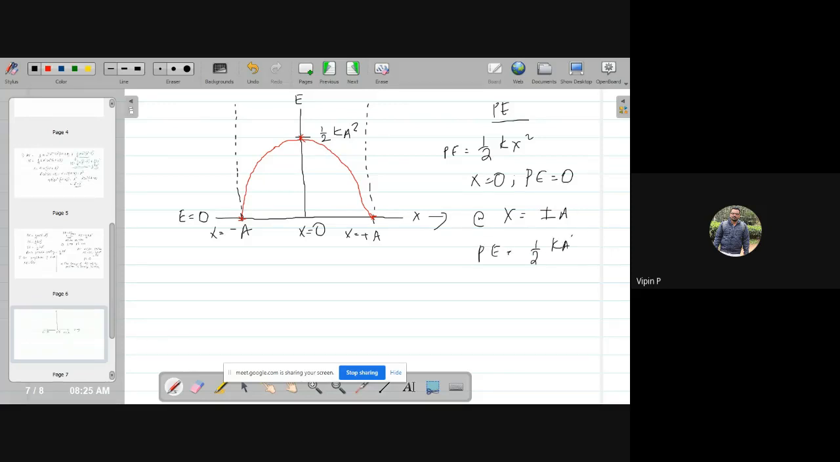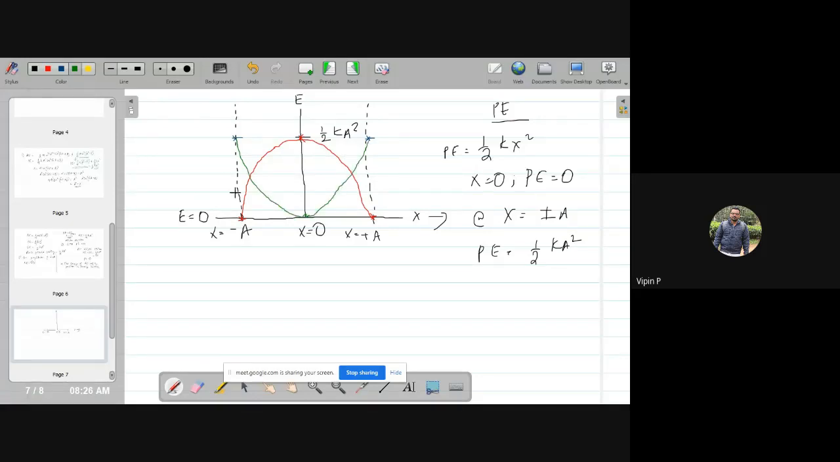You substitute x equal to minus a here, we get half k a square. If you substitute x equal to plus a here, we get half k a square once again, which means that at the amplitudes, potential energy is maximum, and at the mean position, potential energy is minimum. So if you draw a curve, at these positions we have the maximum value, and here we have it 0. So my curve will look like this.